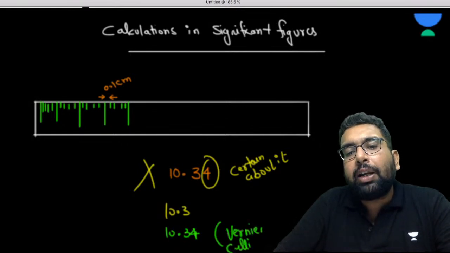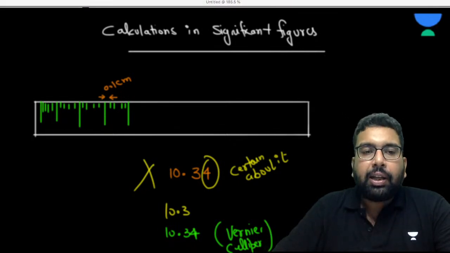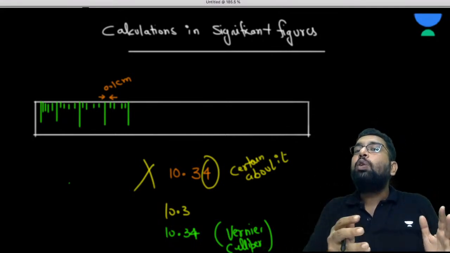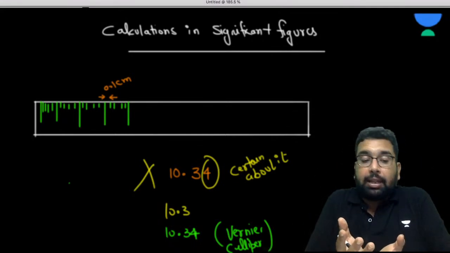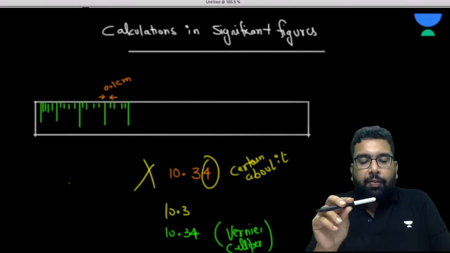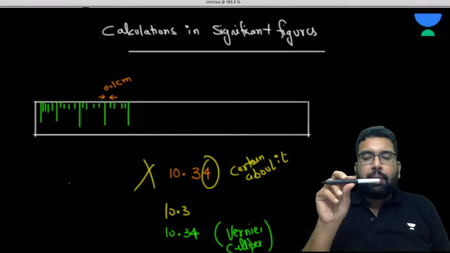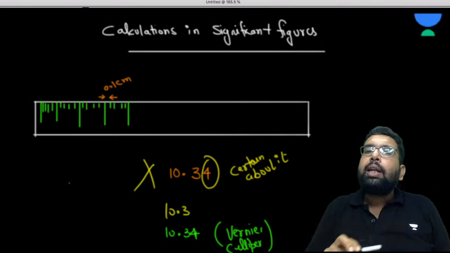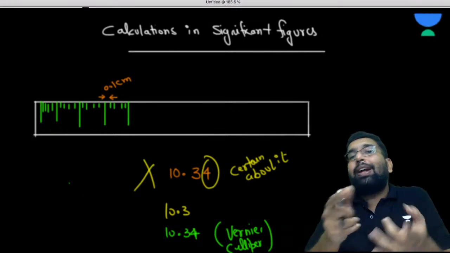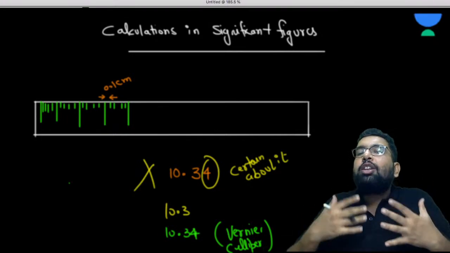Okay, then you can write this. Why can you write this? Because a vernier caliper can be used to measure with accuracy up to two decimal places. So if you have done the measurement of this pen through a vernier caliper, then you can write 10.34, because this is what we are sure of.